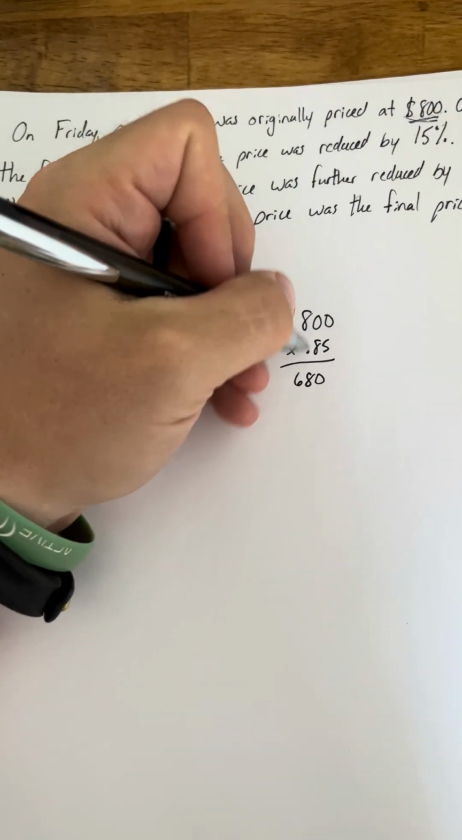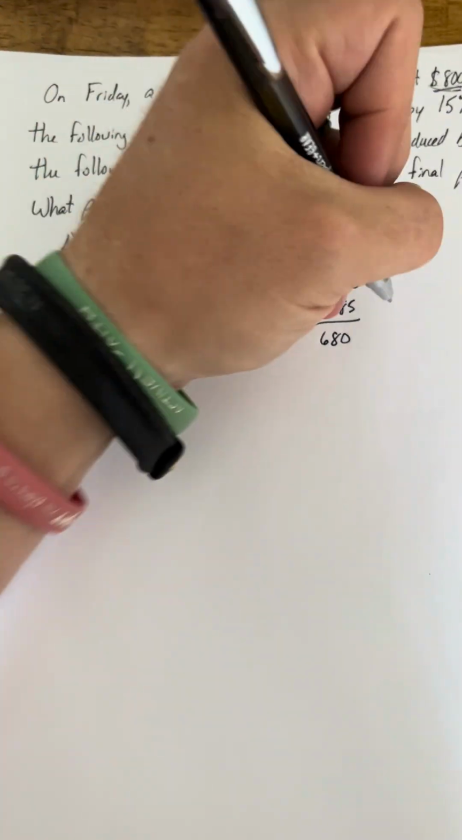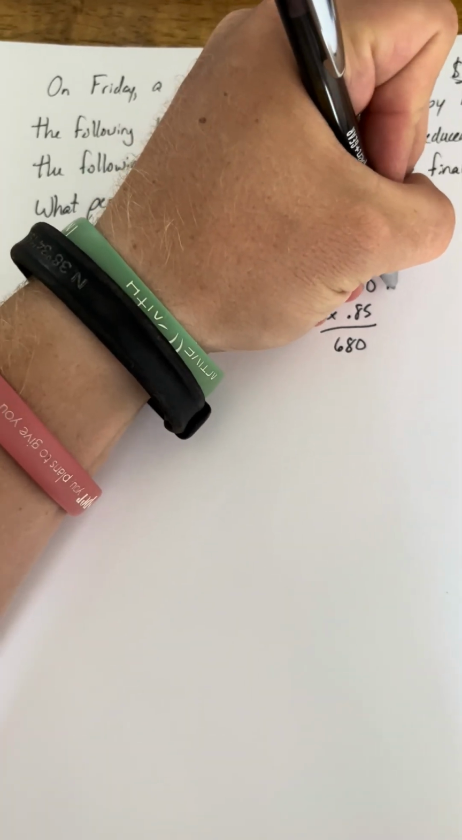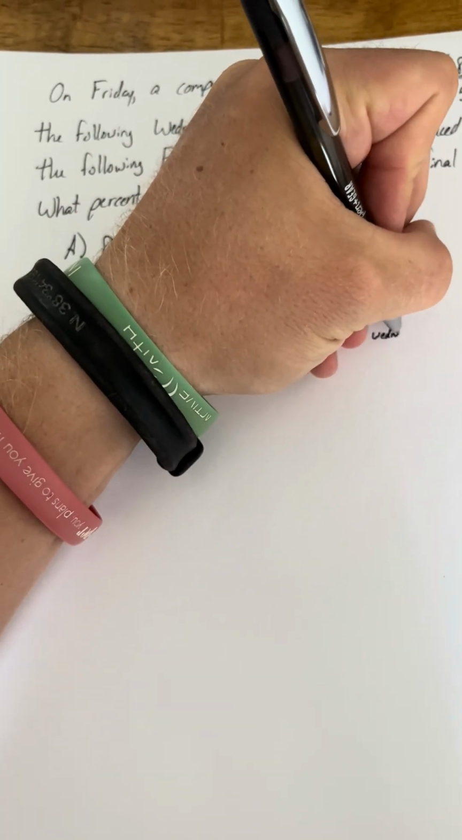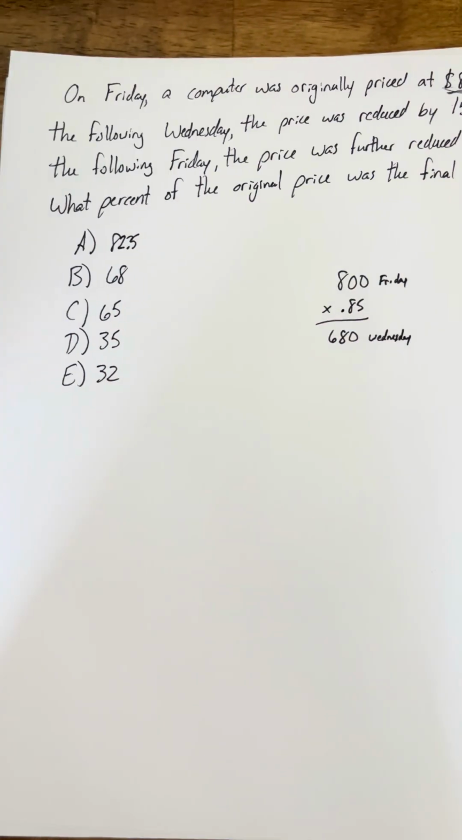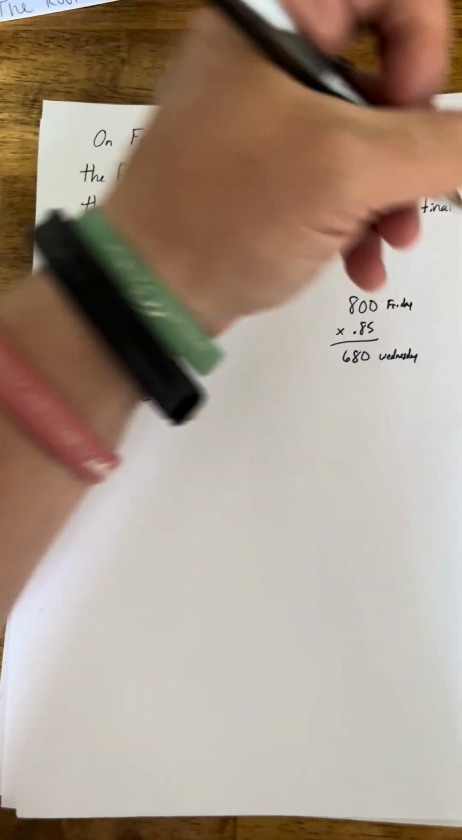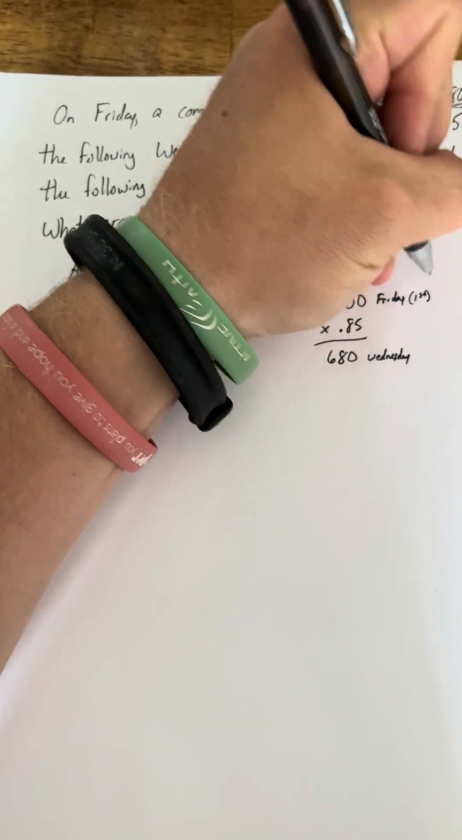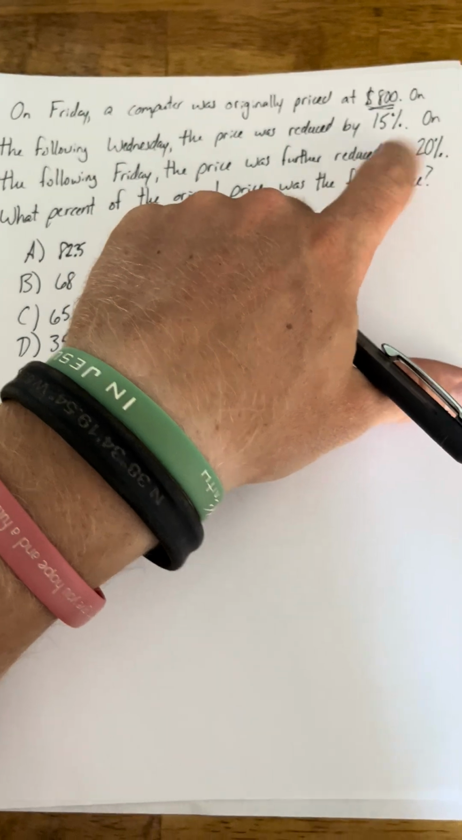So if you plug that in a calculator, 800 times 0.85, you get 680. Okay, so let's label these. This was my Friday price. This is my Wednesday price. And now next it says on the following Friday. So let me label this first Friday. On the following Friday, the price was further reduced by 20%.